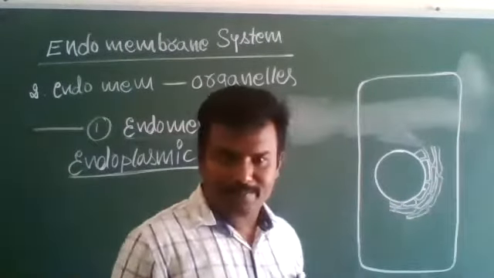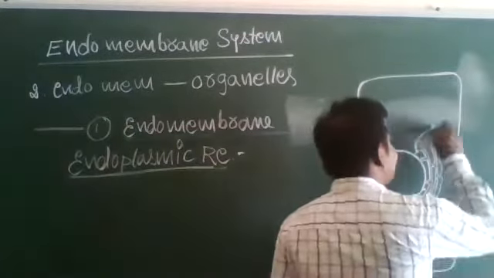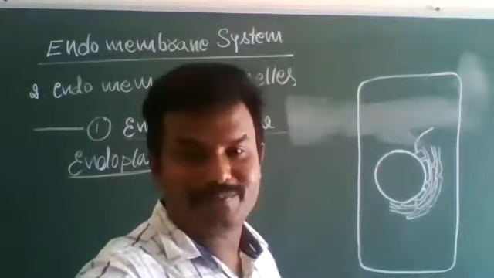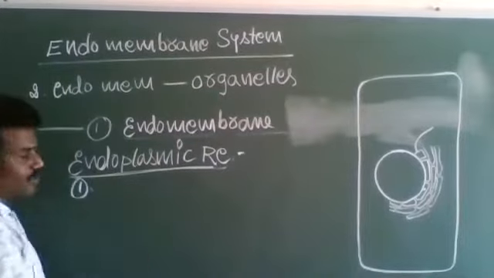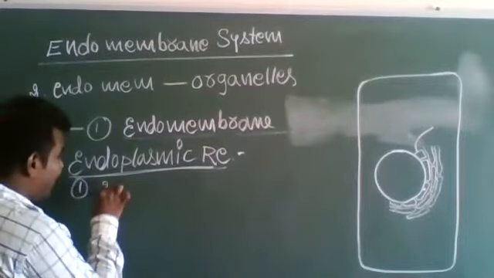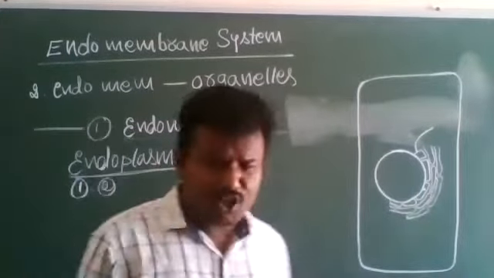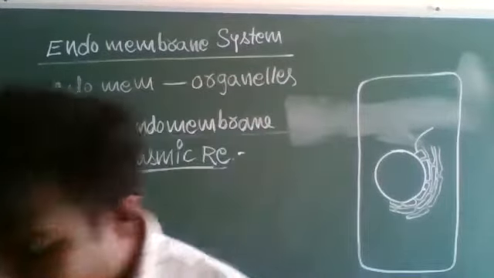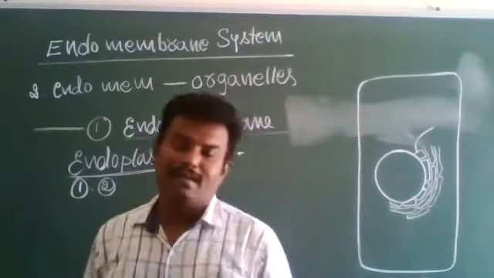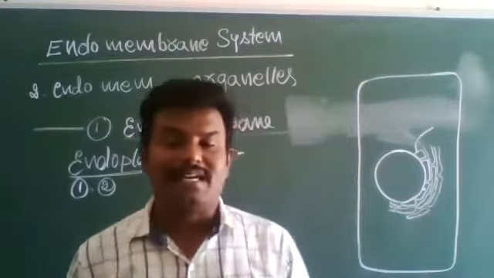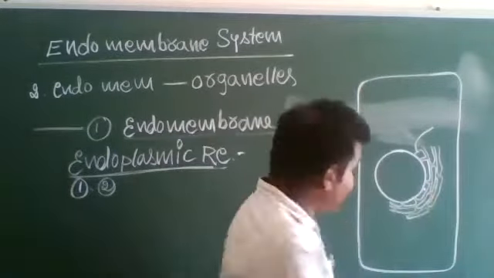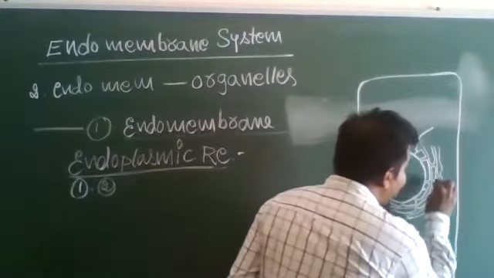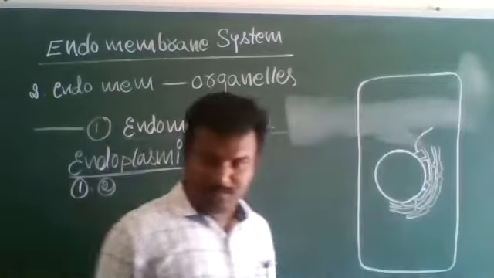This endoplasmic reticulum is divided into two structures: intra-endoplasmic reticulum and extra-endoplasmic reticulum. First one is the definition. Second point is that endoplasmic reticulum divides the intracellular space into two types.